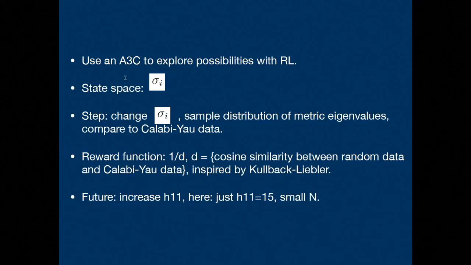The state space are these variances, and the steps are to change these variances. We change the variances, we sample from a distribution of metric eigenvalues of this random matrix theory, and then we try to compare it to Calabi-Yau data and see if we get anywhere close. The reward function is given by some statistical distance between these distributions.